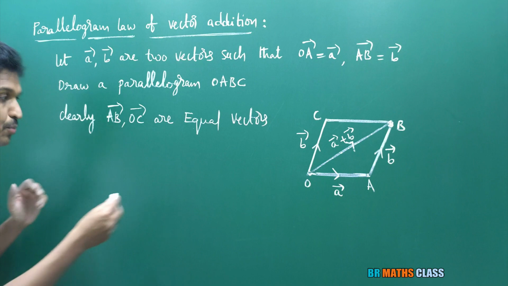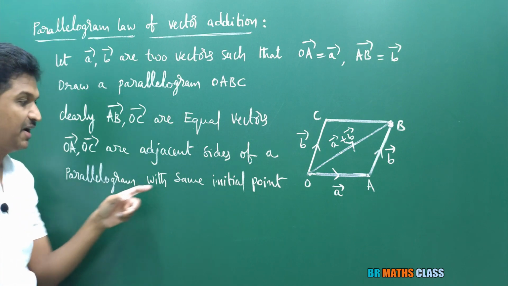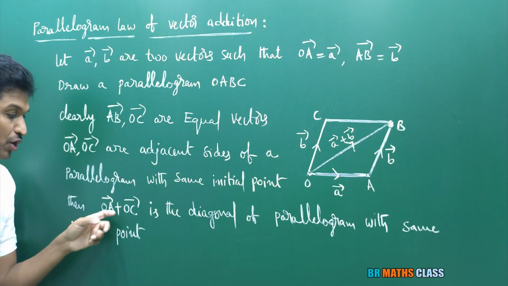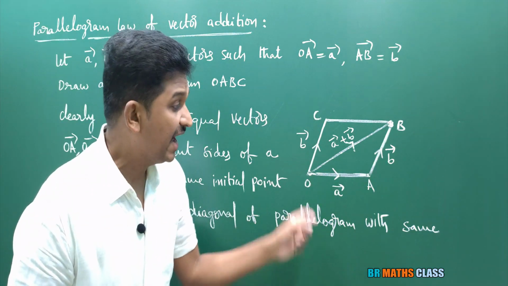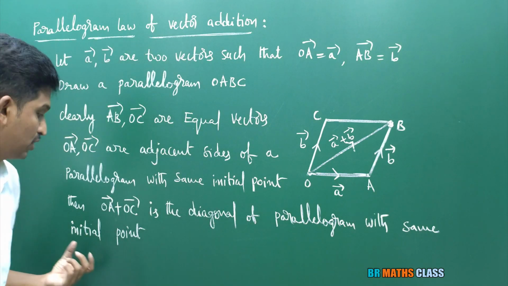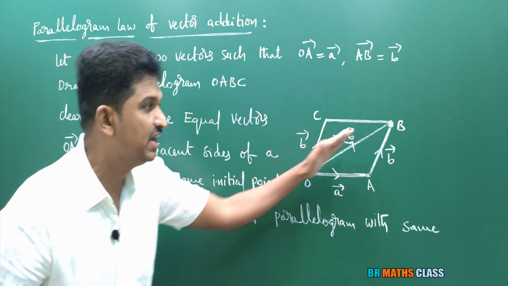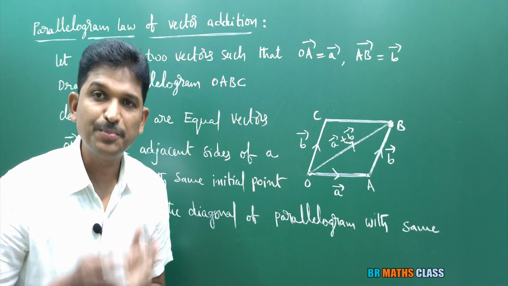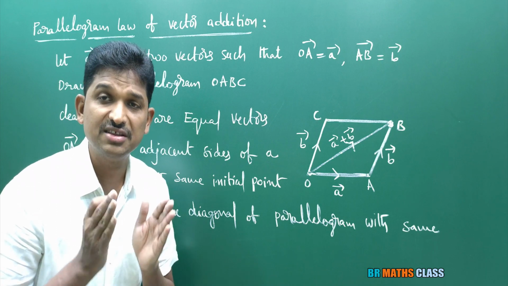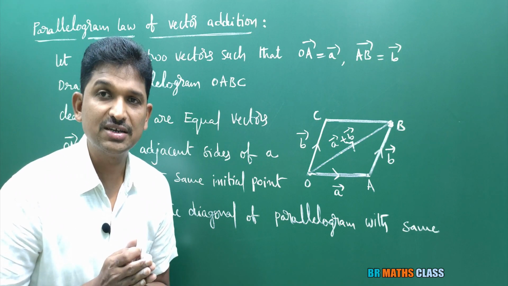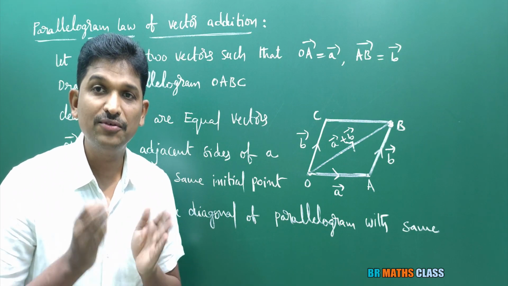So here I'll write the same point. OA bar, OC bar are the adjacent sides of a parallelogram with the same initial point. Then OA bar plus OC bar, that means the addition of these two vectors, is the diagonal of the parallelogram with the same initial point. That is important. If we add OA bar plus OC bar, you will get OB bar. So what is parallelogram law of vector addition? If A bar, B bar are the adjacent sides of a parallelogram with the same initial point, then the addition of those two vectors is the diagonal of the parallelogram with the same initial point. This is known as parallelogram law of vector addition.